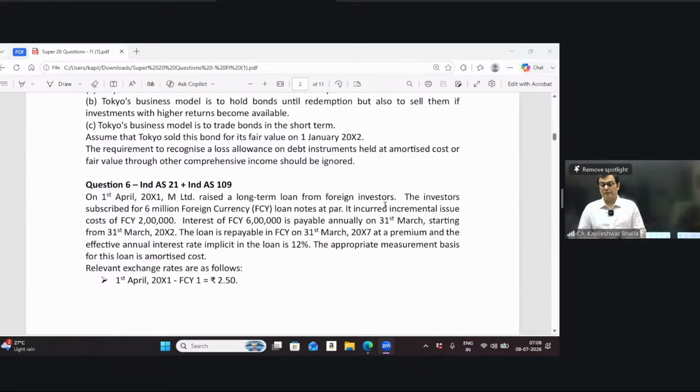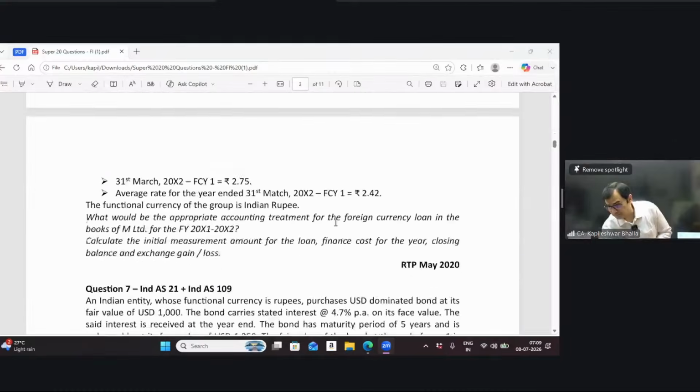The loan is repayable in foreign currency in March X7 at a premium, and the EIR, the effective interest rate implicit, is given as 12%. The appropriate measurement basis for this loan is amortized cost. Very clearly, the category at which accounting is done is given. The exchange rates at the beginning, on 1st April X1, are defined, and we're also given the year-end exchange rate as well as the average rate.